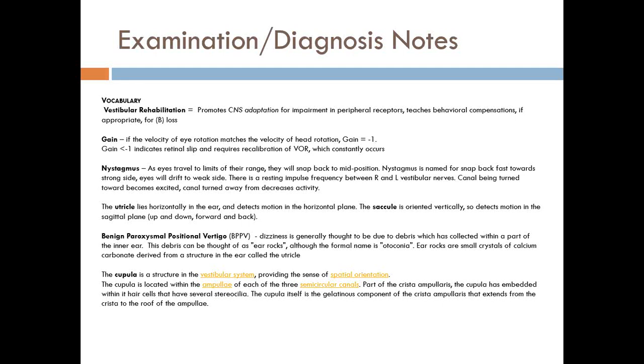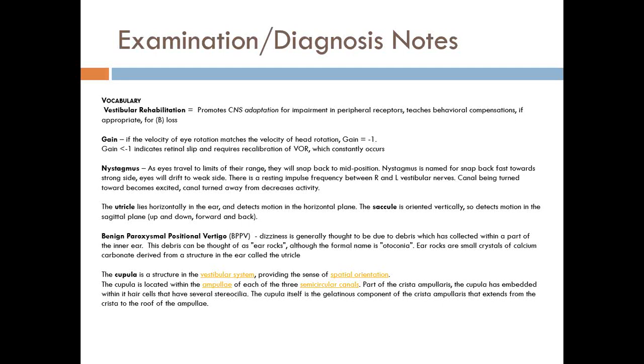BPPV. So BPPV is dizziness that's generally thought to be due to debris which is collected within a part of the inner ear. This debris can be thought of as ear rocks, although the formal name is otoconia. These otoconia are essentially calcium carbonate crystals. And they may get dislodged from the utricle or saccule and cause irritation. And in fact, it can happen in any of the semicircular canals as well. It will cause irritation and make you feel like you're moving when you're really not.